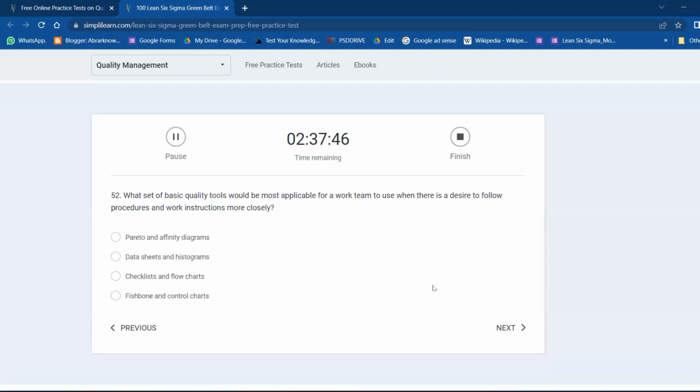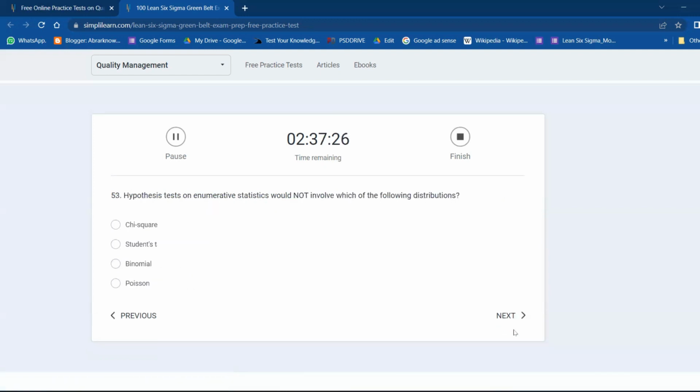So the next question is, what set of basic quality tools would be the most applicable for a work team to use when there is a desire to follow procedure and work instructions closely? So all you have to do is create a checklist, flow chart and checklist. This is powerful. And then you have hypothesis tests, and enumerative statistics would not involve which of the following distributions? You can do chi-square, binomial, Poisson. You cannot do Student's t-test.